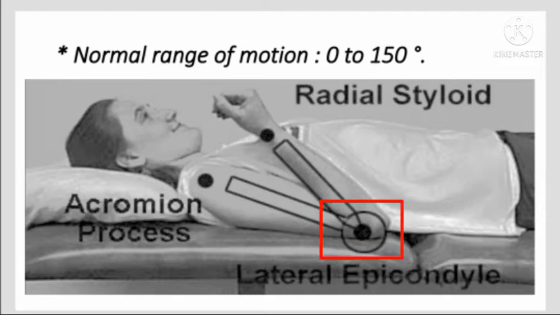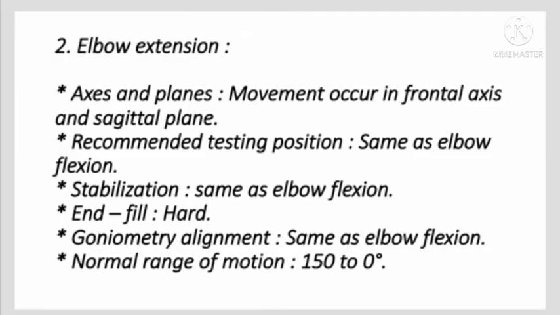Center the fulcrum of the goniometer over the lateral epicondyle. Proximal arm is parallel to the lateral midline of the humerus. Distal arm is parallel to the lateral midline of the radius. Take the reference as the radial styloid process. Elbow extension, axis and plane, recommended testing position, stabilization and goniometry alignment are the same as the elbow flexion. End feel is hard. Normal range of motion is 150 to 0 degrees.